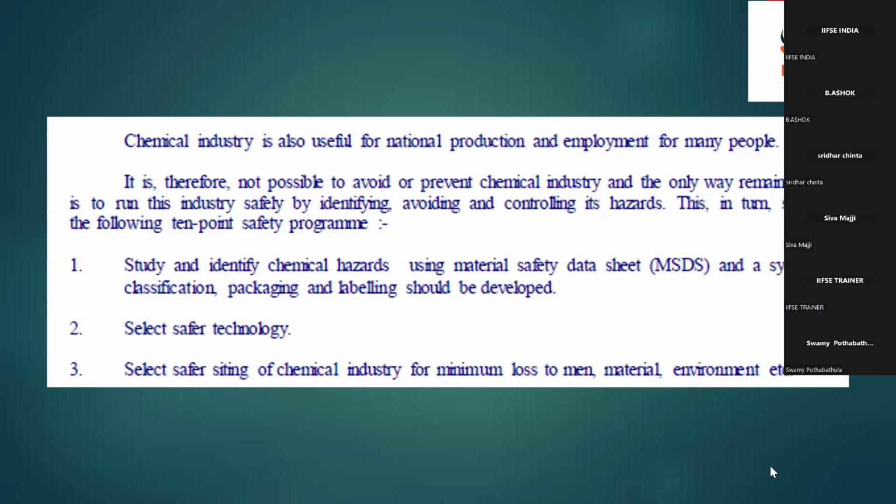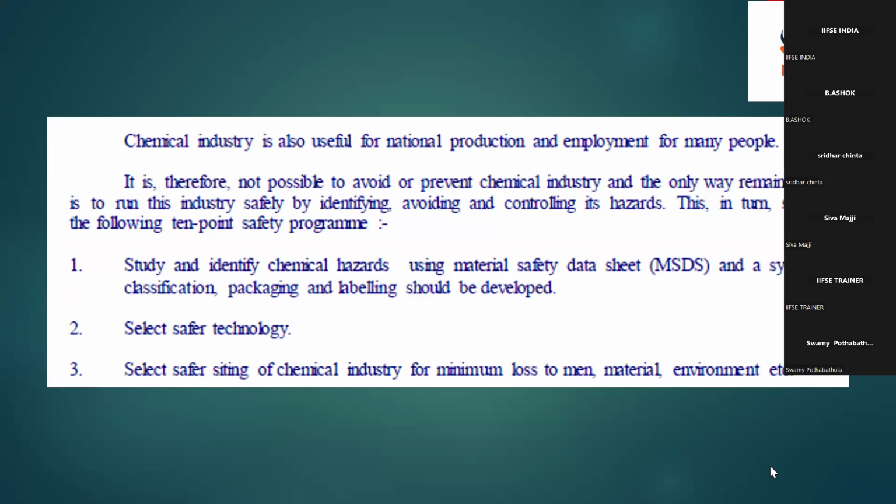And classification, packaging. So we have to classify the chemicals into various classifications. What does it mean by classification of chemicals? Segregation. So how can we segregate it? We can say flammable liquids or solids, or explosives, or oxidative chemicals, or acids, etc. In a similar way we have to classify, then we have to do packaging and labeling also.